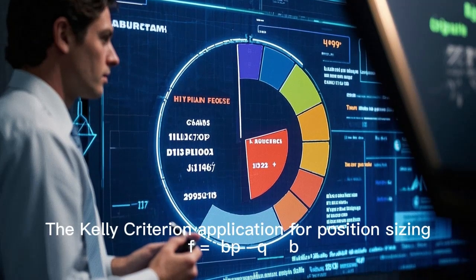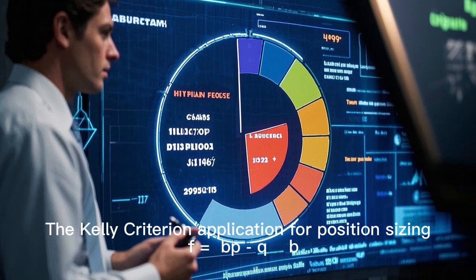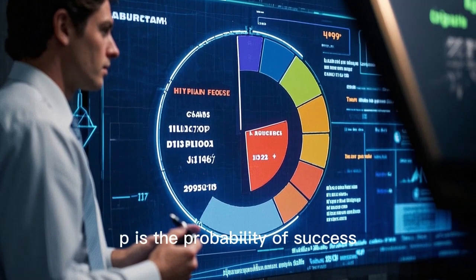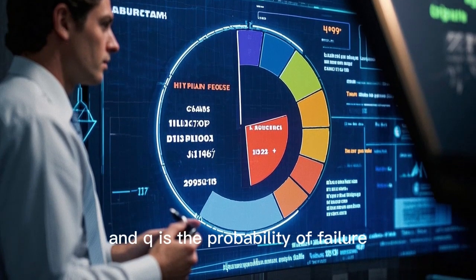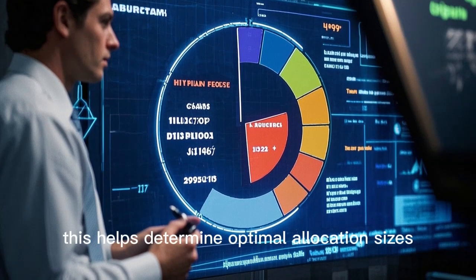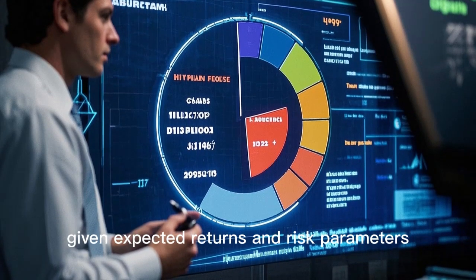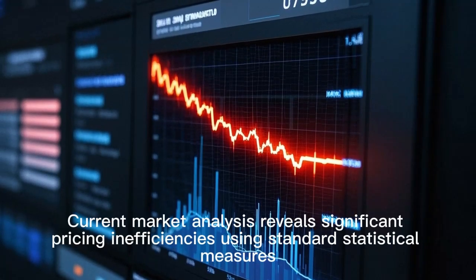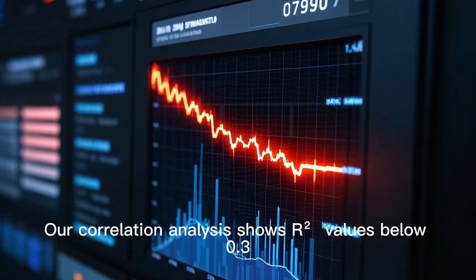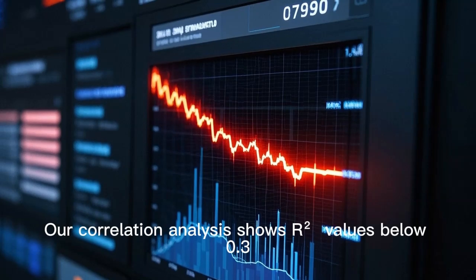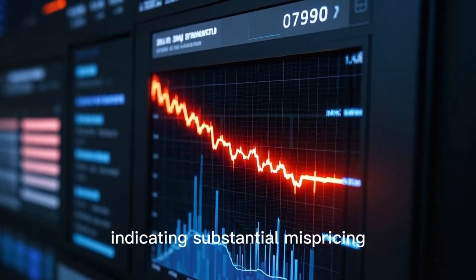The Kelly criterion application for position sizing: f* = (bp − q) / b, where b is the odds, p is the probability of success, and q is the probability of failure. For subnet tokens, this helps determine optimal allocation sizes given expected returns and risk parameters. Current market analysis reveals significant pricing inefficiencies using standard statistical measures. Our correlation analysis shows R² values below 0.3 between subnet performance metrics and token prices, indicating substantial mispricing.